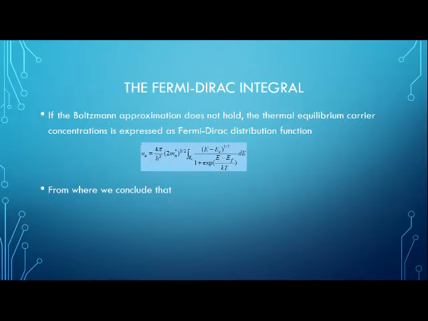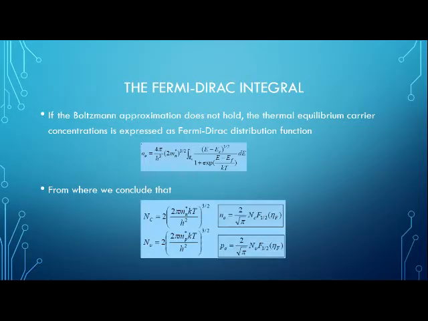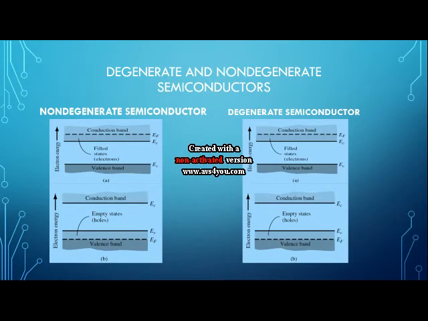When the Boltzmann approximation does not hold, the thermal equilibrium carrier concentration is expressed using the Fermi-Dirac distribution function, which is given by this equation. From where we conclude that n naught equals Nc times 2 over root pi F of 1/2 (eta), and p naught equals 2 over root pi Nv F of 1/2 (eta). The graph shows the filled states of electrons and empty states of holes in the valence band and conduction band.